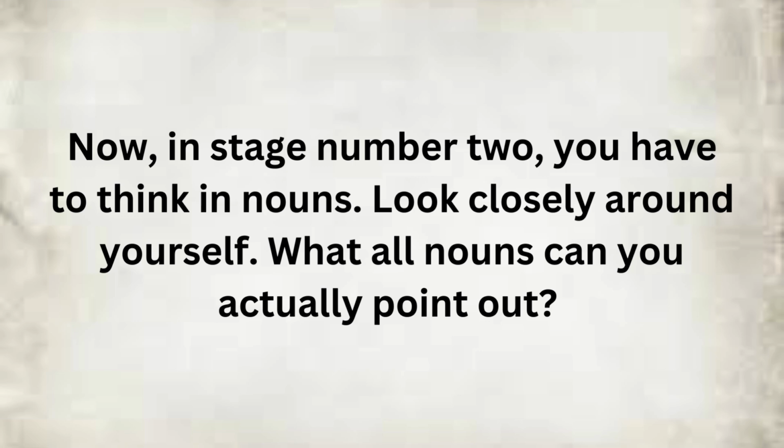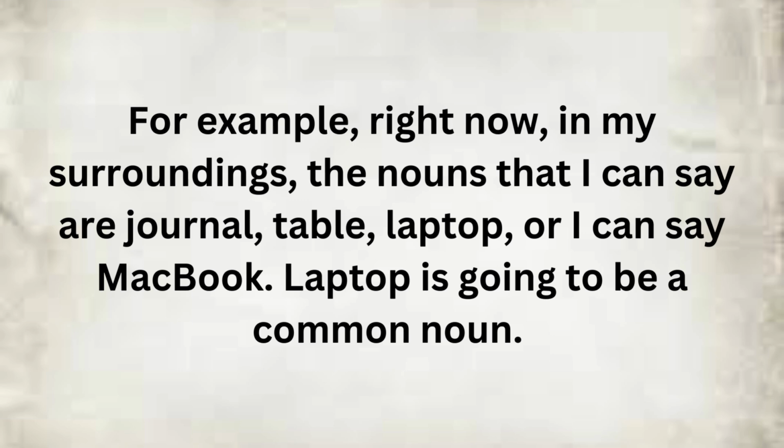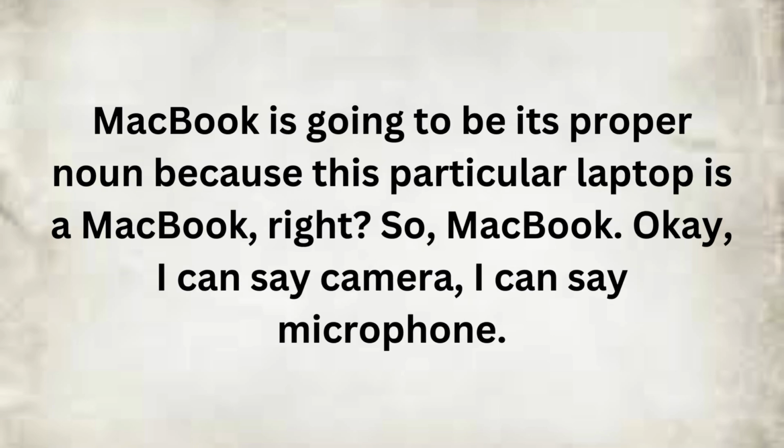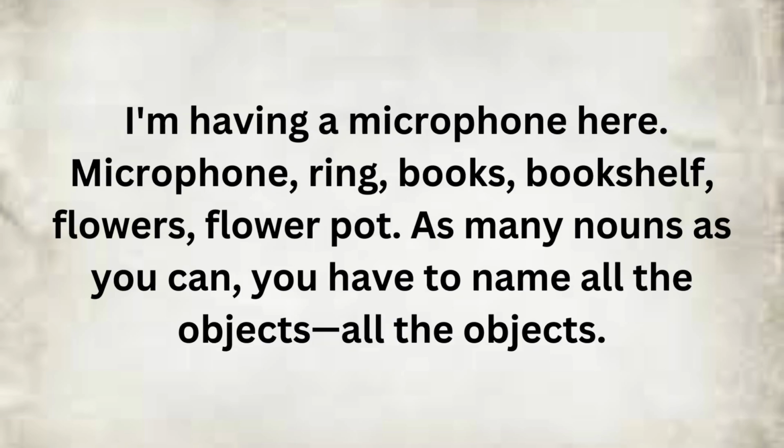Now, in stage number 2, you have to think in nouns. Look closely around yourself. What all nouns can you actually point out? For example, right now, in my surroundings, the nouns that I can say are journal, table, laptop, or I can say MacBook. Laptop is a common noun. MacBook is its proper noun, because this particular laptop is a MacBook, right? I can say camera, microphone. I'm having a microphone here. Microphone, ring, books, bookshelf, flowers, flower pot.